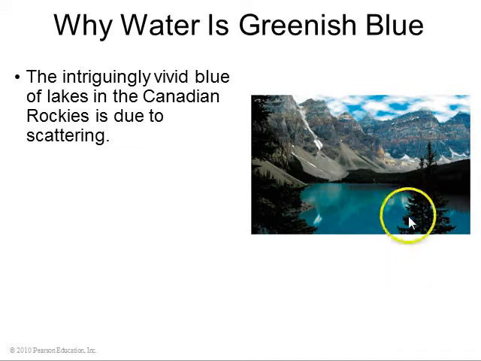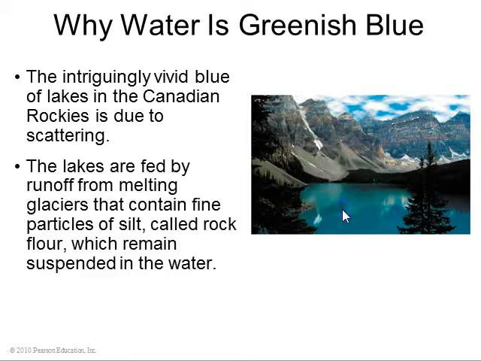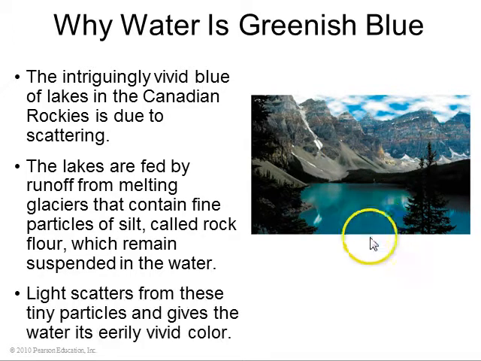Why is water greenish or blue? So if you go into the Rockies and you look at these lakes, you get this amazing, nice blue-green color. So these lakes are fed by runoff from melting glaciers, and it contains lots of silt called rock flour, which remains suspended in the water. So these tiny scatterers tend to, again, scatter the higher frequencies more so than the lower frequencies, and it gives the water this beautiful color.